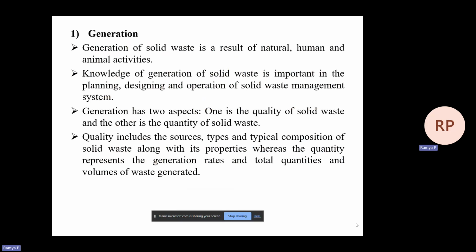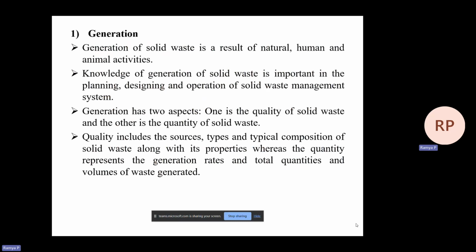So when it comes to the generation of solid waste, it results either from natural causes, or from human or animal activity. And as we all know, the generation of solid waste is very important, because we have to plan, design and operate the solid waste management system properly. Here in the generation, it has two aspects. One is the quality of solid waste, and the other is the quantity of solid waste.